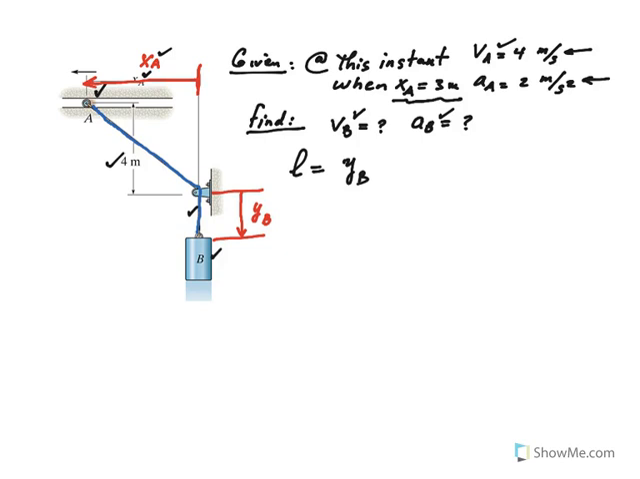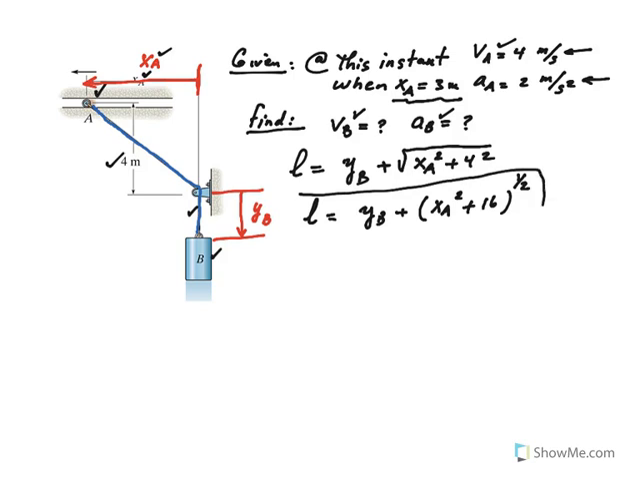That would be, using the Pythagorean equation, the square root of X of A squared plus 4 squared. So L is equal to Y of B plus, in the form that would be more desirable for the differentiation which we're going to do in a minute, X A squared plus 16, instead of a radical, to the power 1/2. So this is basically the governing equation describing the relation between the position of A and B.